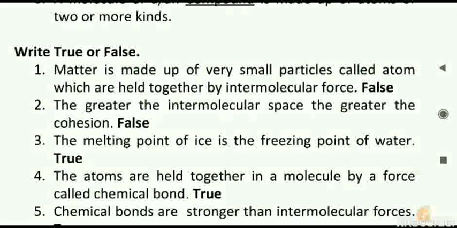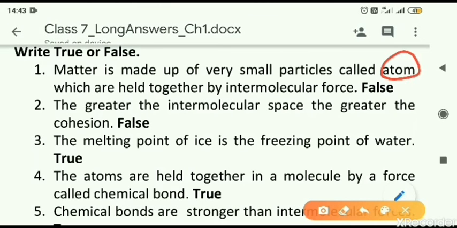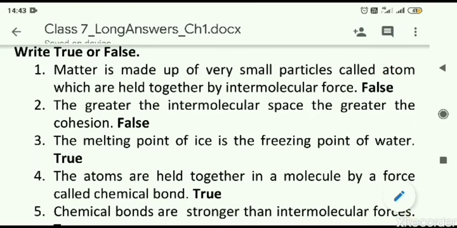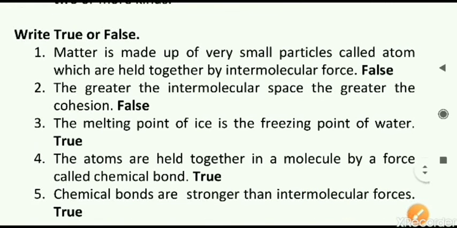Next one now, true and false. First, matter is made of very small particles called atom, which are held together by intermolecular force. See, matter is made up of molecules, it is not made up of atoms. So because of this word atom, it is wrong here, it should be molecules. That is why answer comes to be false. Next one now, the greater the intermolecular space, the greater the cohesion. So if the space is maximum, then what will happen? More space means less attraction. So that is why it is false.